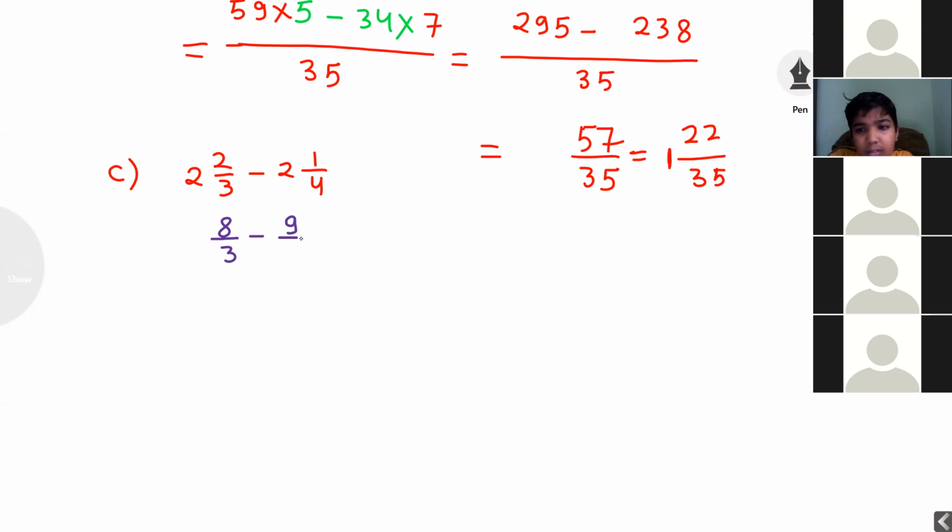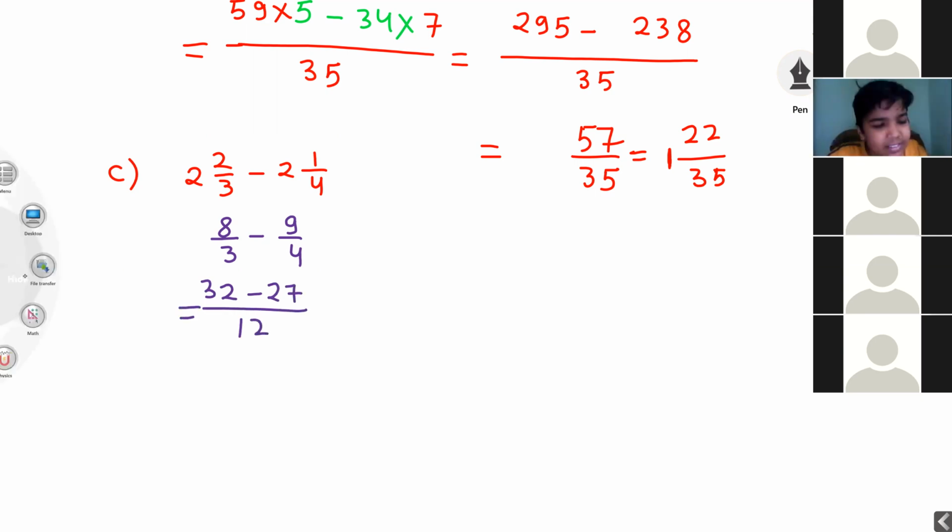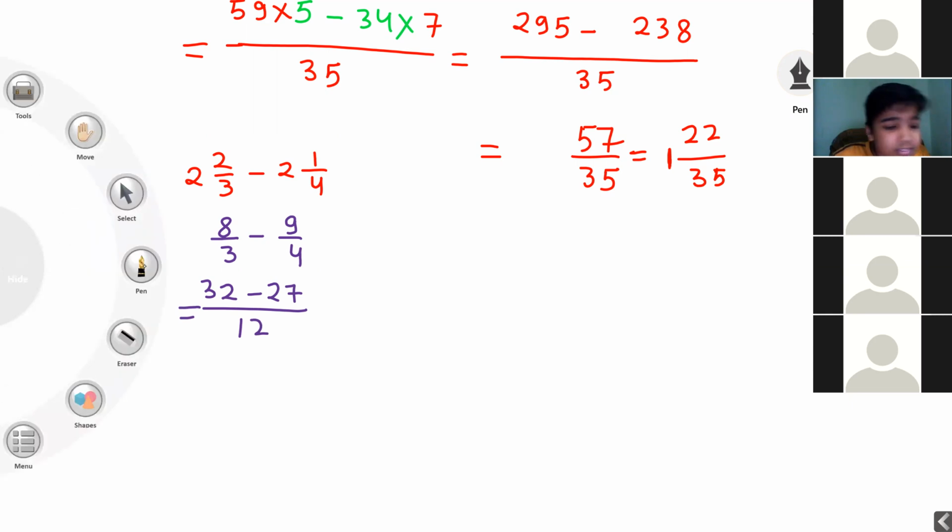We can take LCM or we can do cross multiplication, it depends on you, students. Okay. Now I am taking cross multiplication, no problem. This number is very small. 8 into 4 is 32, minus 9 3s are 27, divided by 12. 3 4s are 12. Now, which concept have I applied? The cross multiplication method.